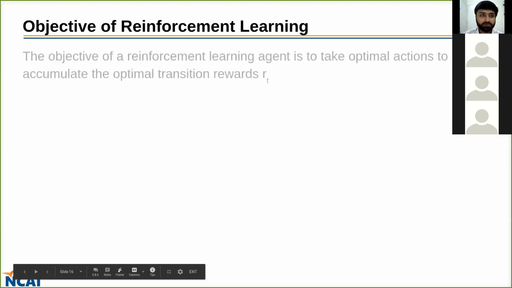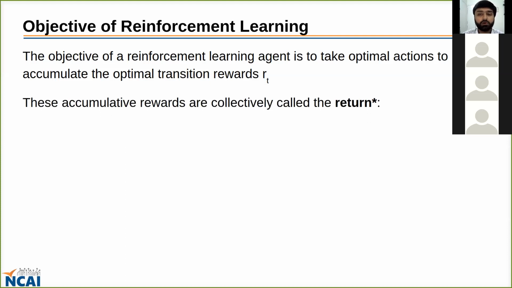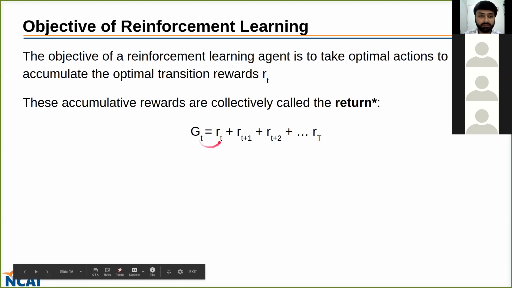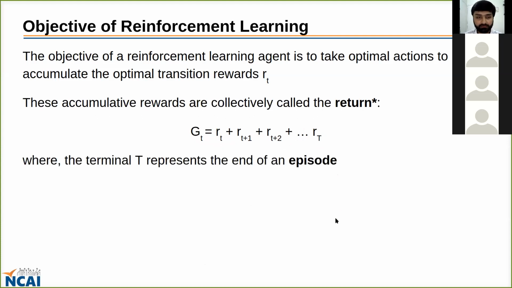Now, the objective of reinforcement learning is to take optimal actions to accumulate optimal transition rewards R sub t. Optimal transition reward meaning that it gets as much reward as it possibly can juice out of the environment by taking optimal actions. The accumulated rewards are collectively called the return. I'll talk about this word a bit below. And the return is given by this simple equation. It's just the accumulation of all the rewards from a state S sub t till the end terminal state, sub capital T, where this capital T, as we saw above, represents the end of an episode of interaction.